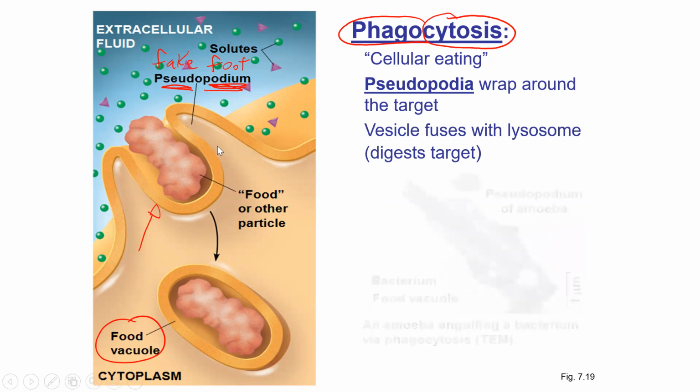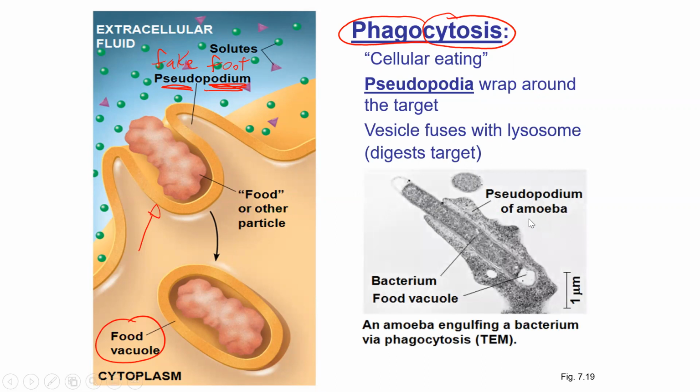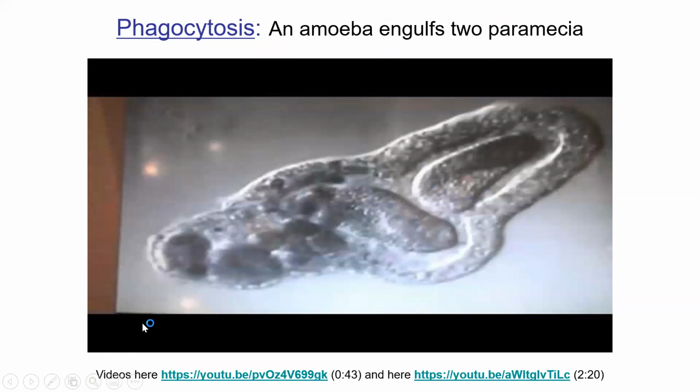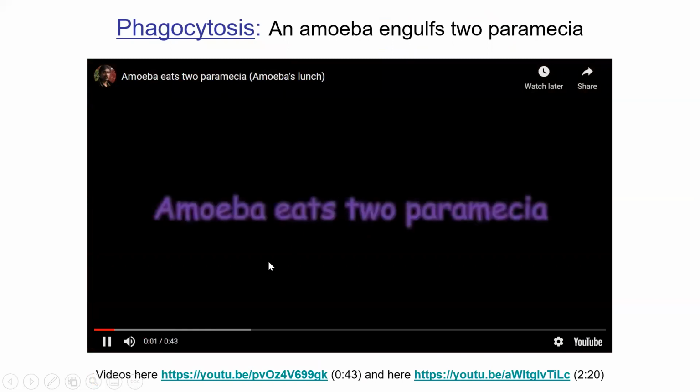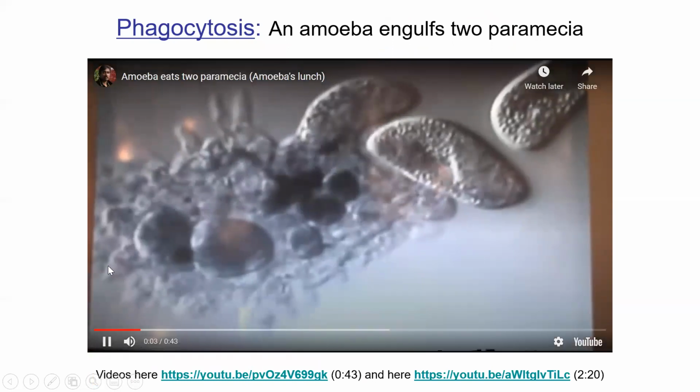So I think I have a little video of this here in a moment. But you can see there's an electron micrograph from the textbook bringing in, it looks like an amoeba taking in a bacterium. So here's a video. I'll play this for you. And this is a video of an amoeba trying to eat some paramecium.